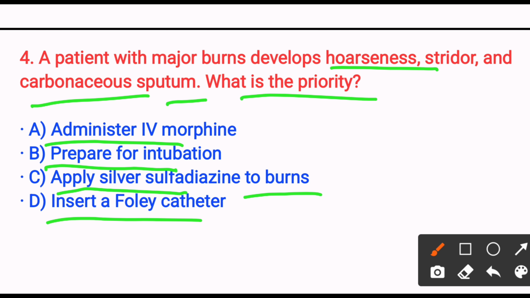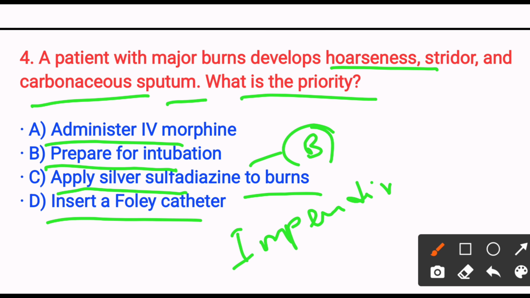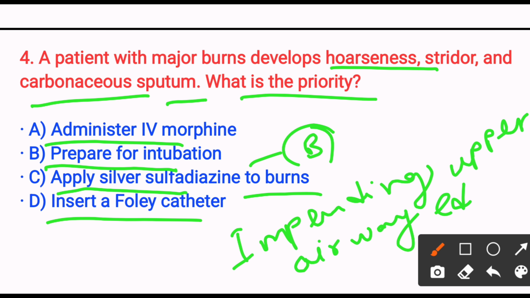The answer will be option B, prepare for intubation, because hoarseness, stridor, and carbonaceous sputum indicate inhalation injury with impending upper airway edema and obstruction. So the answer will be option B, prepare for intubation.